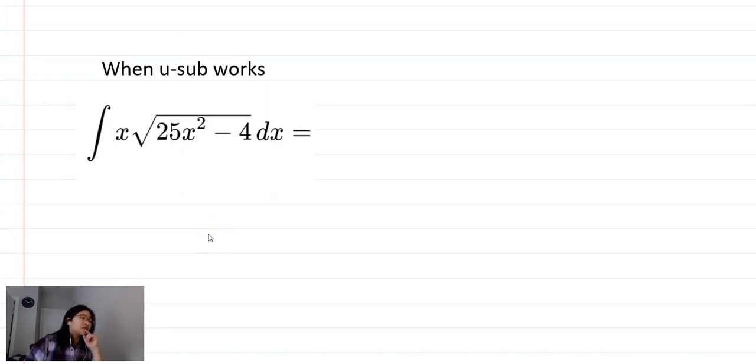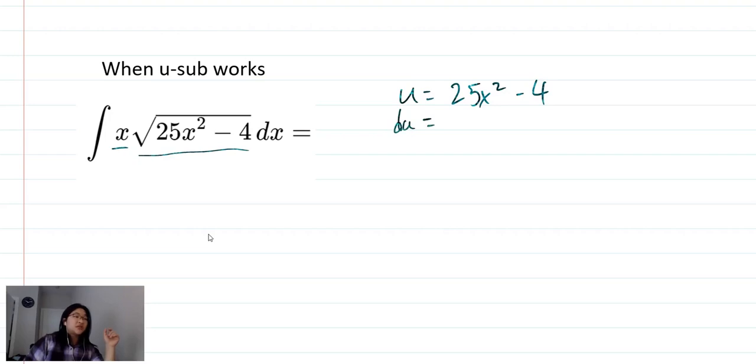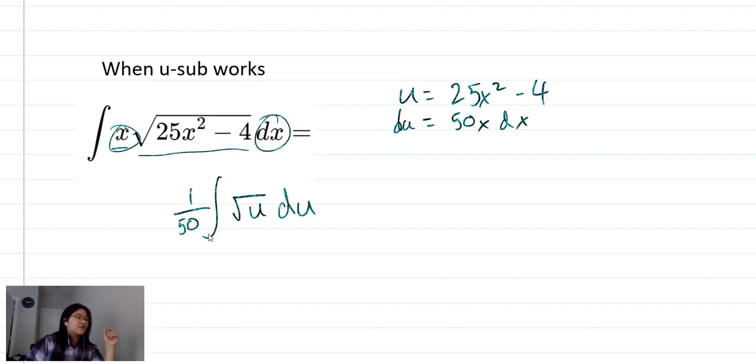When u substitution does work. So here we have x on the outside of the radical, and on the inside of the radical, when we use u equals what's inside the radical, we get 25x squared minus 4. So then du is going to give us 50x dx. And so the x dx works very nicely, where we end up with u root u du, and then we have a 1 over 50 here.